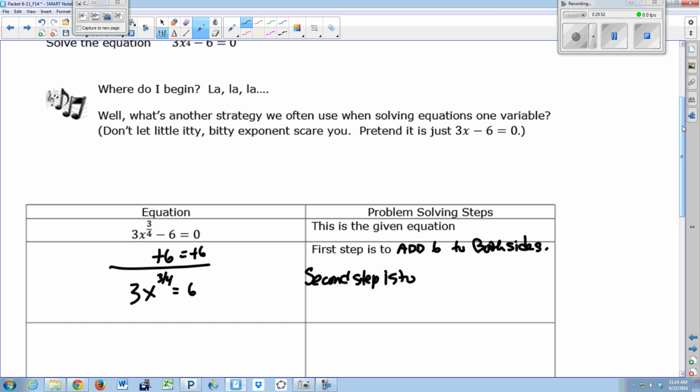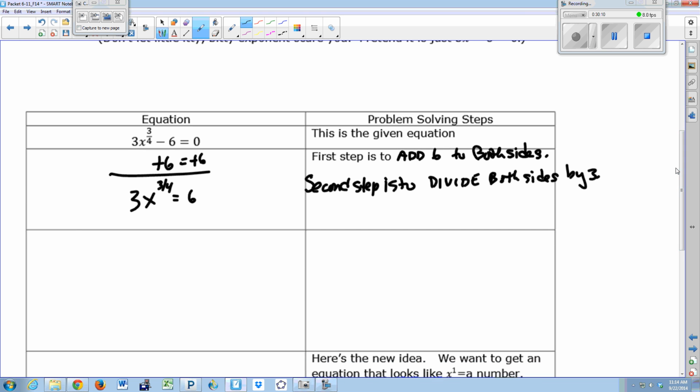What would I do now? Think of it as just 3x equals 6, Anna? That's right. Divide both sides by 3. So far, you're using all of the strategies that you learned a long time ago for solving this. So x to the 3/4 equals 2. You've divided both sides by 3.